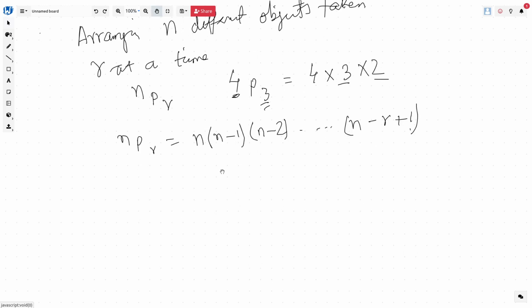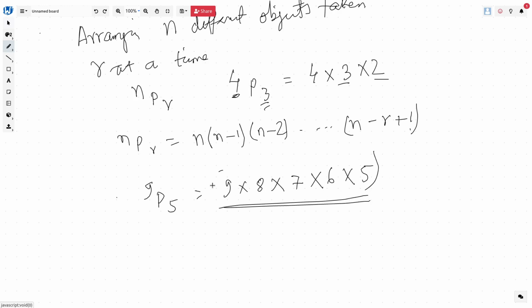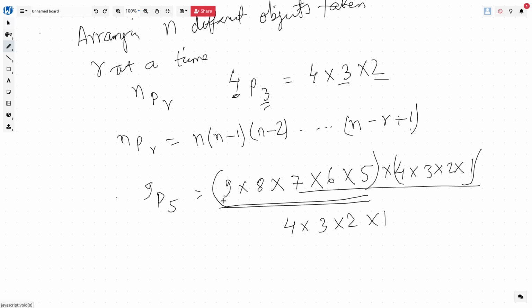Similarly, let's say we have to find 9P5. What we are going to do is multiply 9, then 8, then 7, then 6, and then 5. So there are 5 terms, right? This can also be written as, if you multiply it by 4, 3, 2, and 1, and then divide it by 4, 3, 2, 1. We define multiplying from 1 to 9 as factorial n, and since we are again multiplying with 1 to 4, this is factorial r.